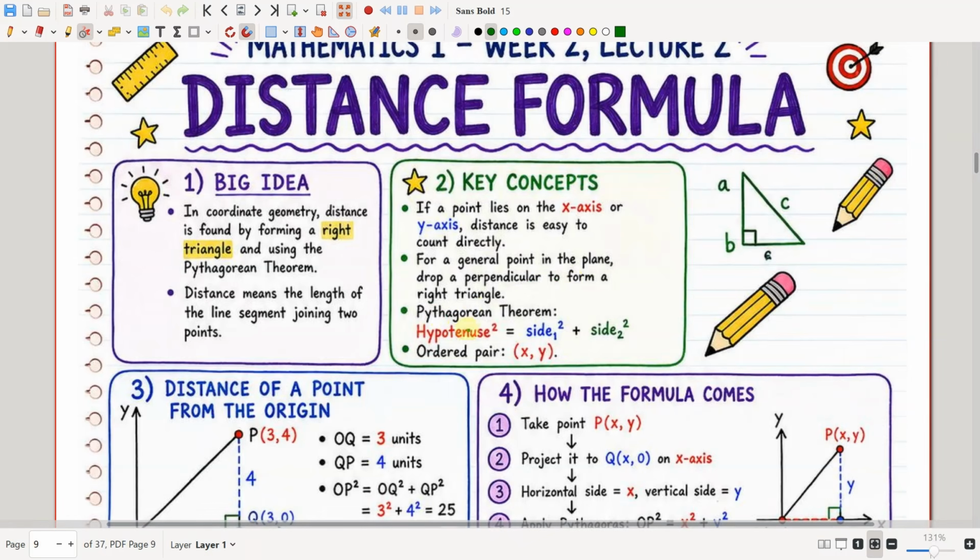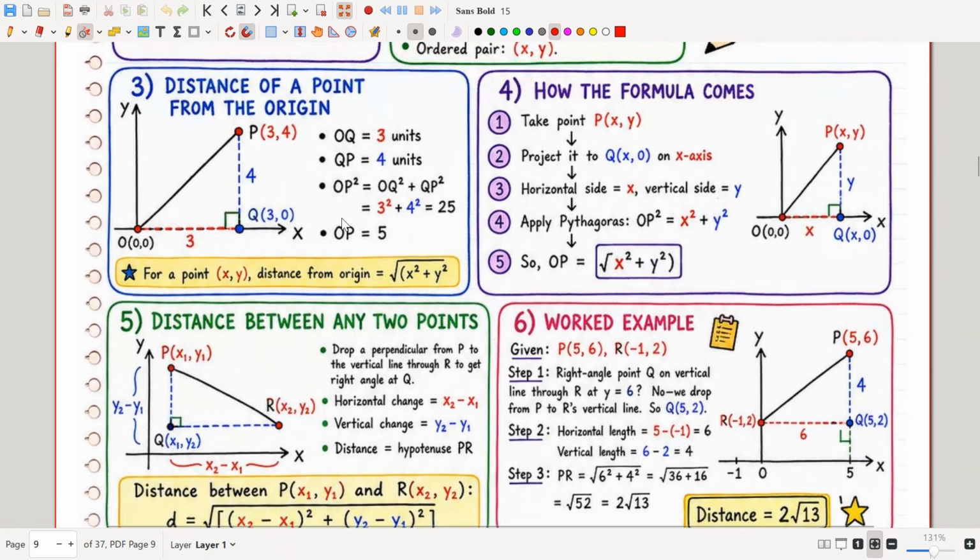The Pythagoras theorem, you know that, right? See here, this is what we call the hypotenuse, and these are the other sides, side 1 and side 2. So c square is equal to a square plus b square, which is hypotenuse square is equal to side 1 square plus side 2 square. The ordered pair will be x comma y, right? So let's see the common formulas.